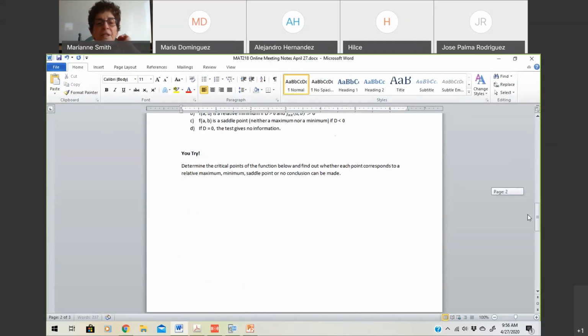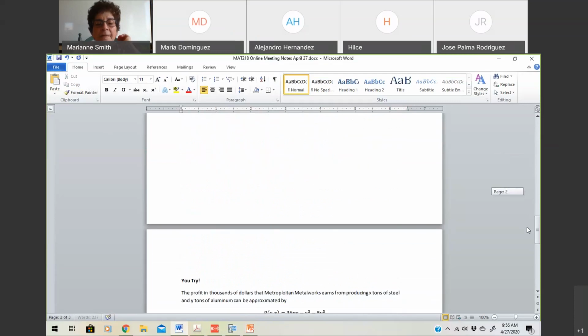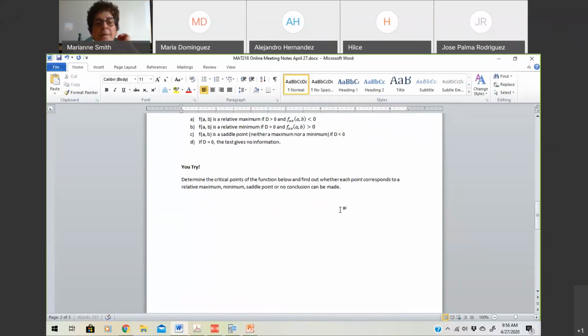So here's a function. Determine the critical points. And again, let's see what I've got over here. I didn't put a function in. Let me do that. Try this one.